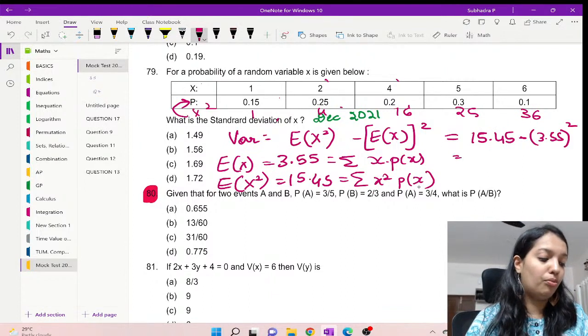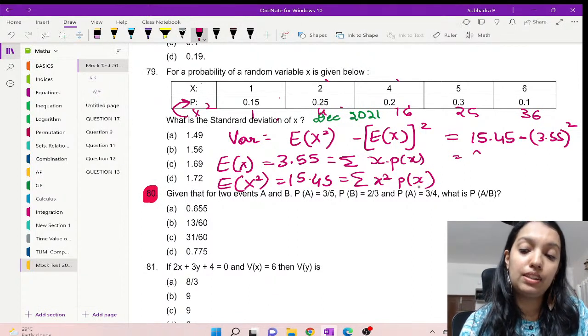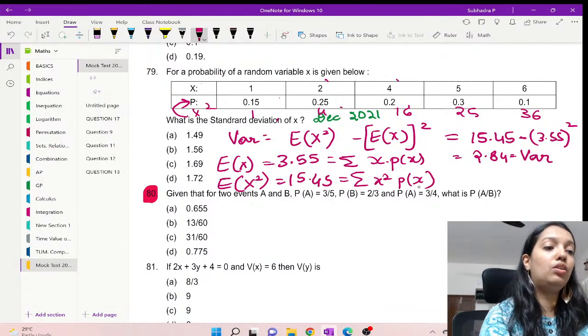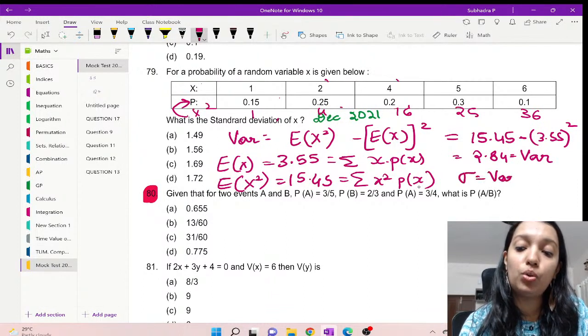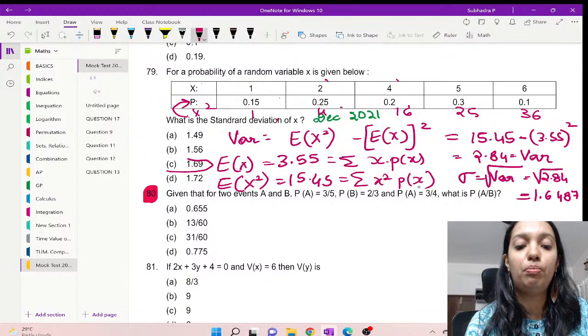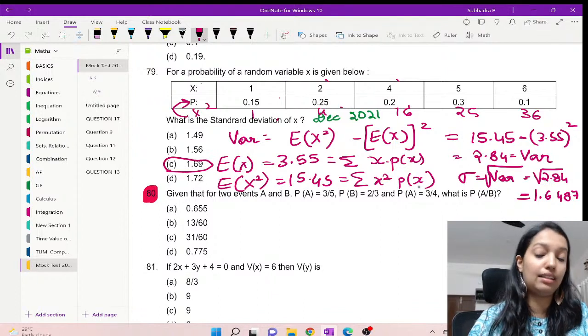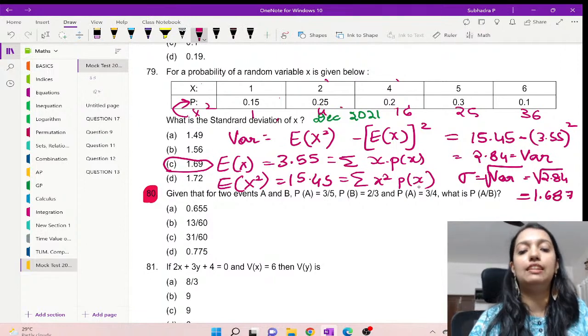So I am getting the variance value. This is 12.6, so this is 2.84. What is this variance value? Variance value is equal to 2.84. Standard deviation is equal to root of variance, so root of 2.84. Your final answer is 1.6487. Do we have it? 1.69 is there. So that has to be, sorry, 1.687. My bad. So this is your final answer.